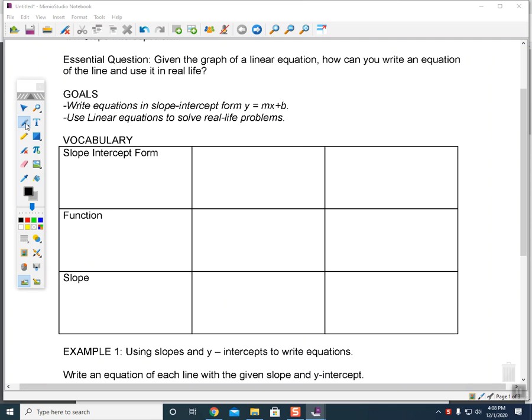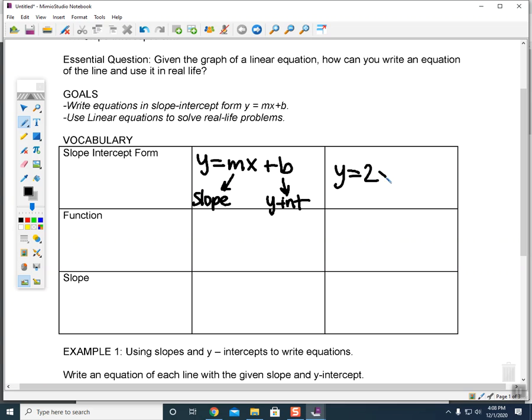Slope-intercept form is the form y equals mx plus b, where the m is my slope and your b is the y-intercept. So we're used to seeing stuff like this. It's just y equals 2x plus 1, right? This is an equation written in slope-intercept form.